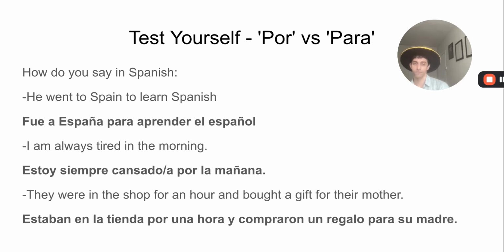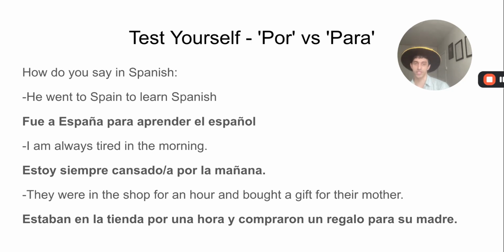The first one, for an hour, that would be por. You'd say por una hora because it's a time period or duration. And expressing time periods, you use por in Spanish. The second one, you'd use para because there's a recipient, or you could think of it potentially as a final deadline or a final goal or objective as well. The gift was bought in order to give it to their mother with that clear aim in mind.